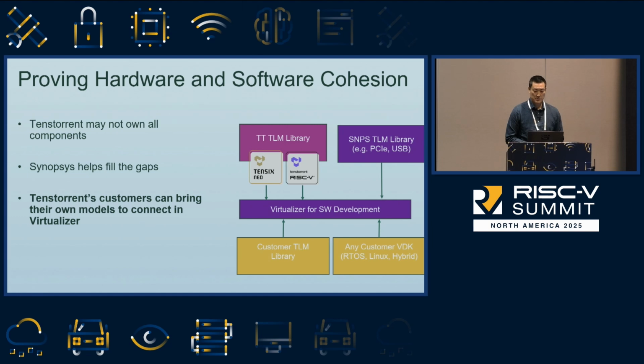One key challenge in designing complex systems is that one company, including Tenstorrent, may not own all of the components. One solution to help solve this issue is that Tenstorrent and Synopsys have collaborated to co-create a Tenstorrent TLM library, which can be licensed to Tenstorrent customers. Currently, this contains a functional model of Ascalon IP and may be extended in the future to contain other Tenstorrent-developed IPs.